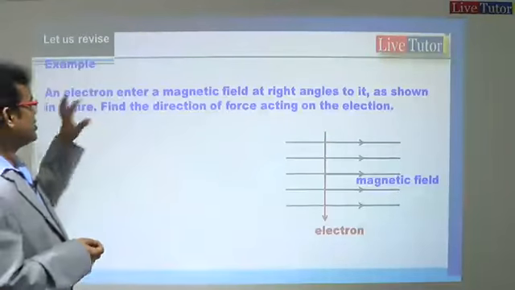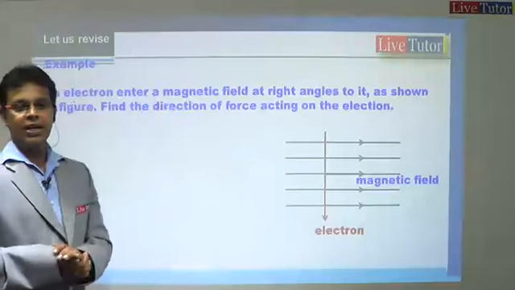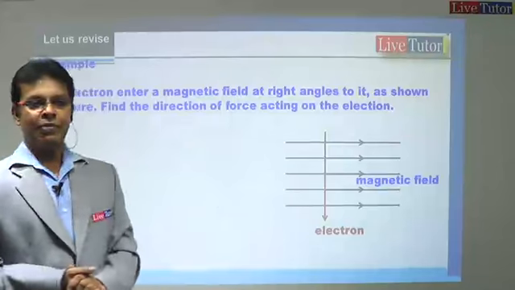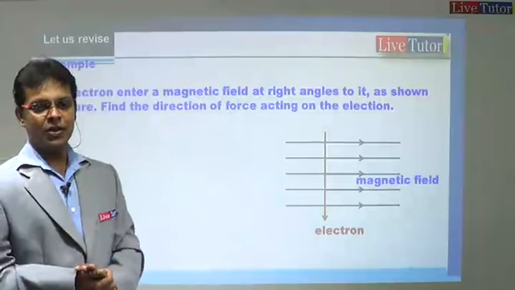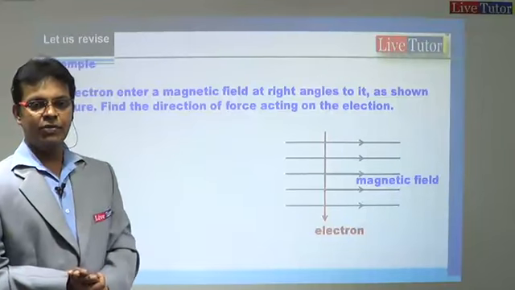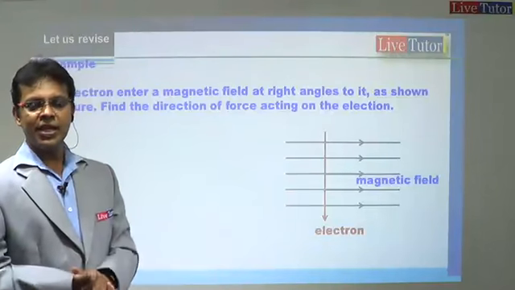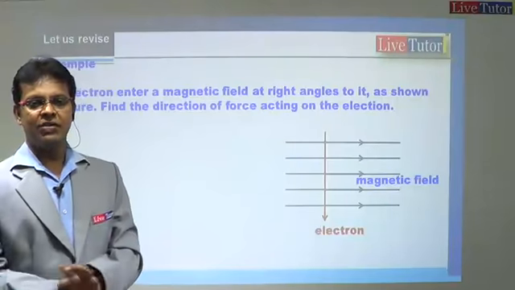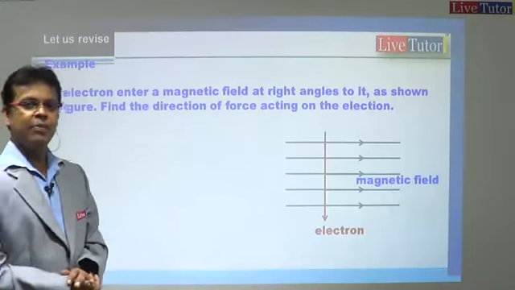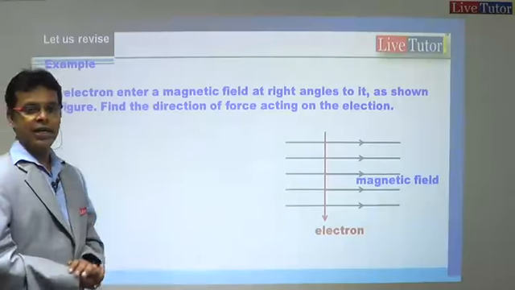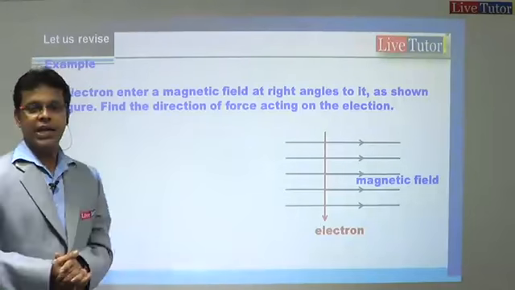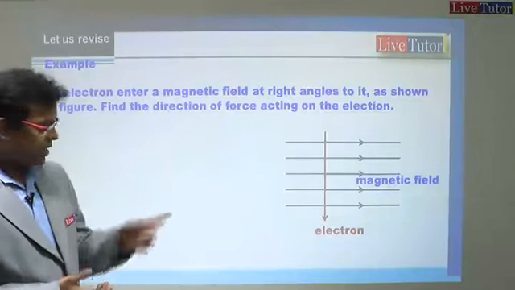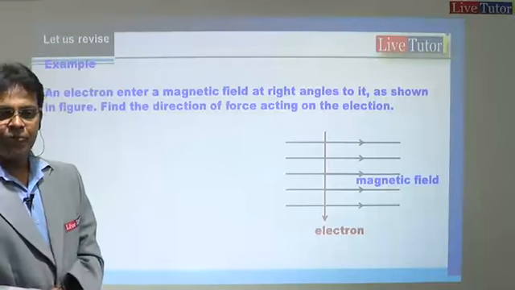An electron entering a magnetic field at right angles to it, as shown in the diagram. Find the direction of force acting on the electron. So simply we will say that we are going to apply Fleming's left hand rule and find out the direction of the force acting on the electron. But what is the question here? They have not given the direction of current. Is the direction of current given here?